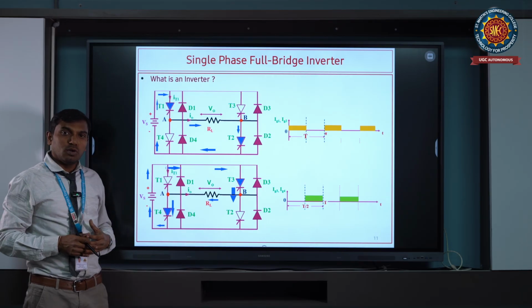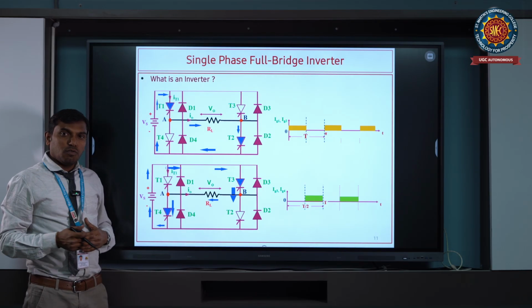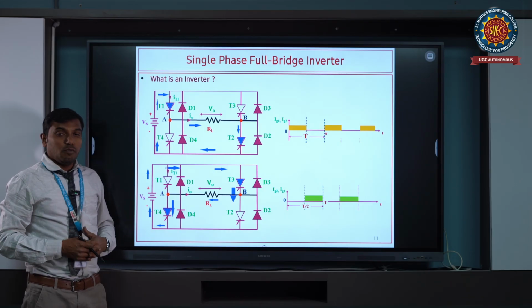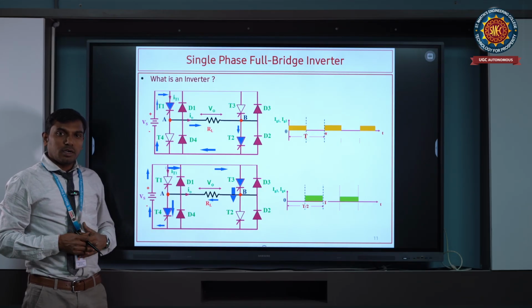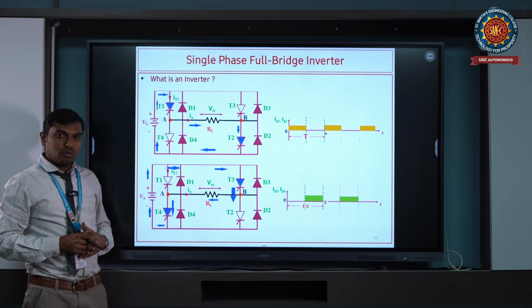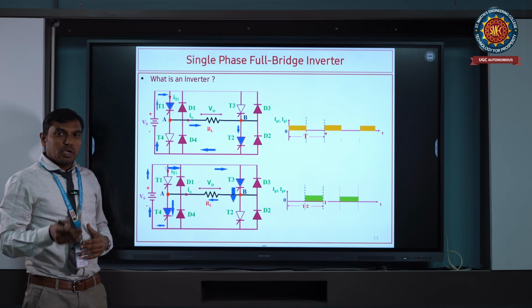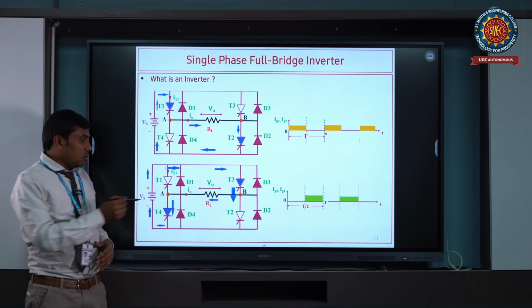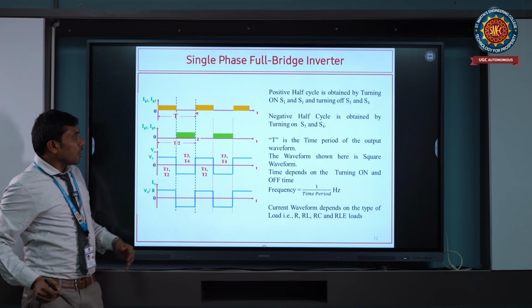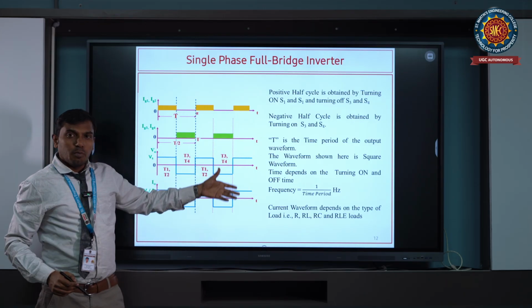If it's an R load, then the current waveform and the voltage waveform will be similar. If it is an RL load, the inductor current will slowly lag behind the voltage, as we know that inductor current always lags behind the voltage. Therefore it will not be a pure square waveform. As I told, this is the pictorial diagram.